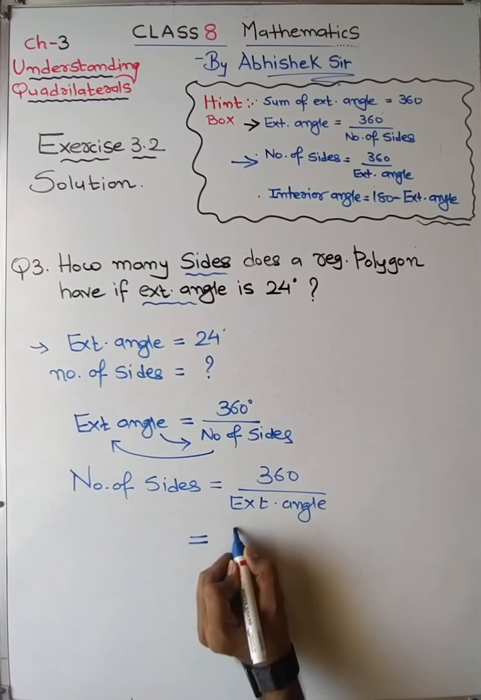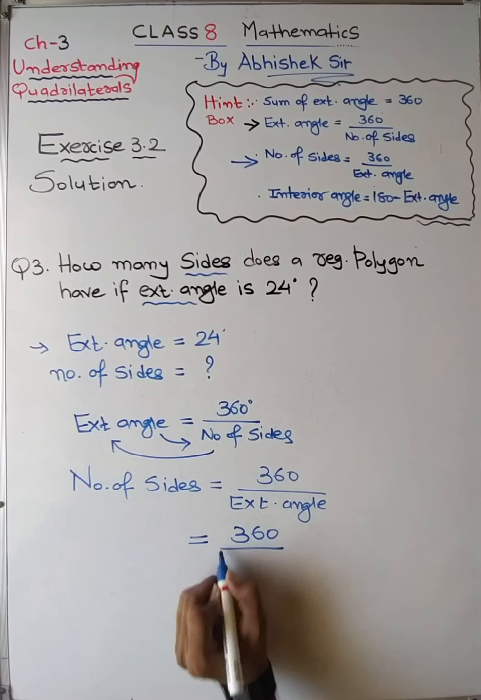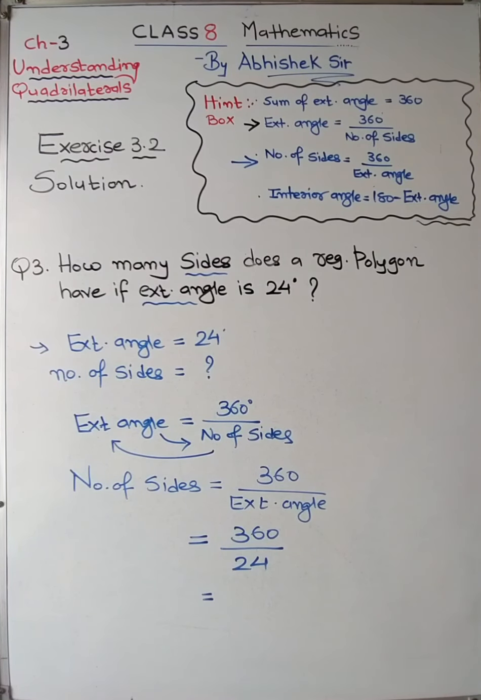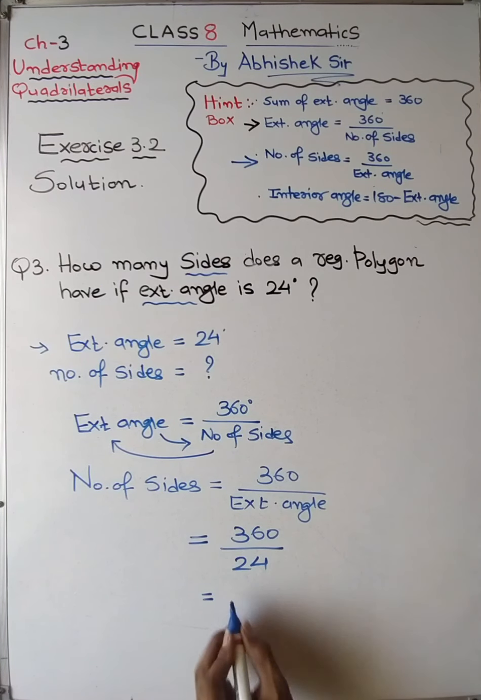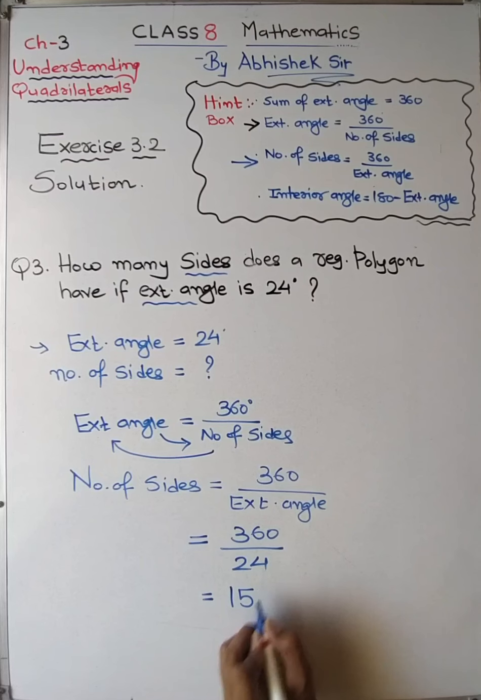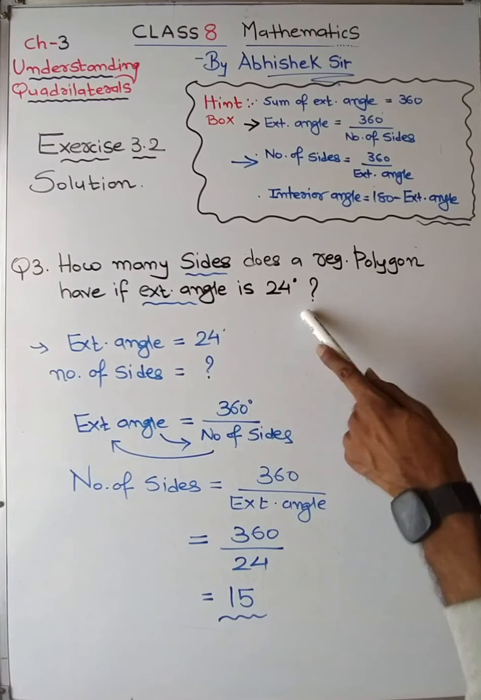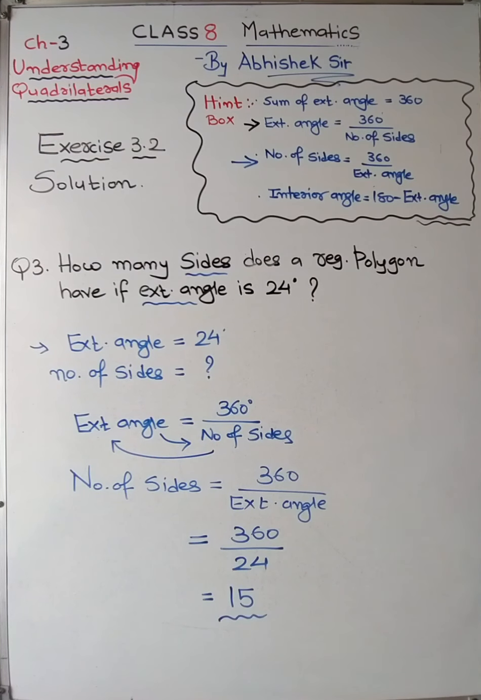So finally writing 360 upon what was the exterior angle, 24. Again you have to divide 360 by 24, you will get the answer, and the answer will be 15. So how many sides does a regular polygon have if the exterior angle is 24? 15 sides.